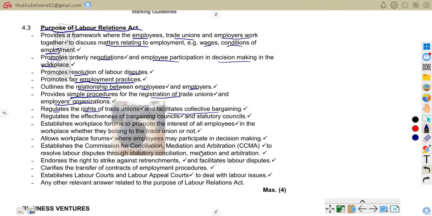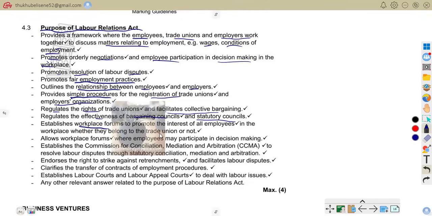When we say it regulates bargaining councils and statutory councils, with the right, it means that the act gives trade unions the legal right to negotiate with employers on behalf of the workers. It regulates the effectiveness of bargaining councils and statutory councils. So the act ensures that these councils help employees and employers negotiate industry agreements.